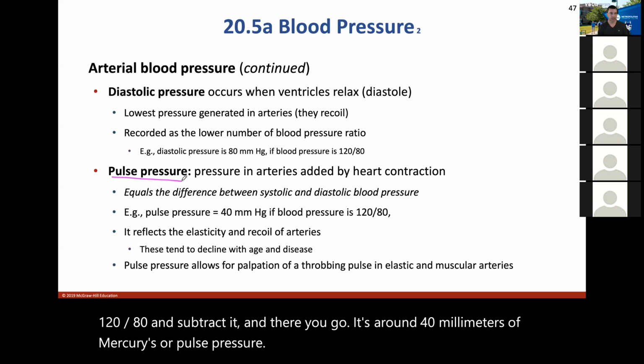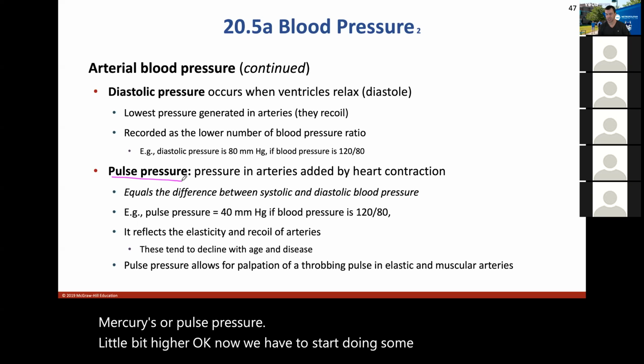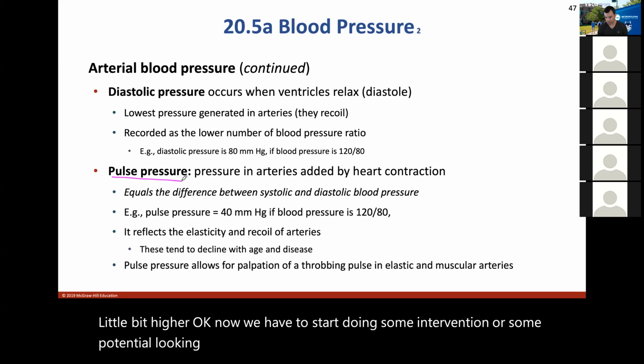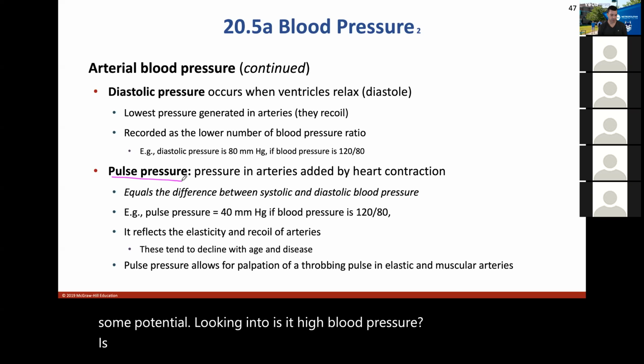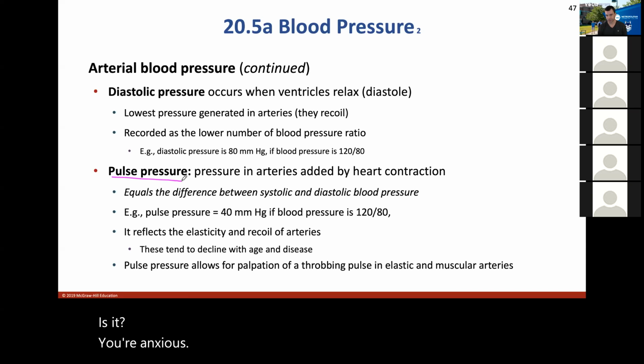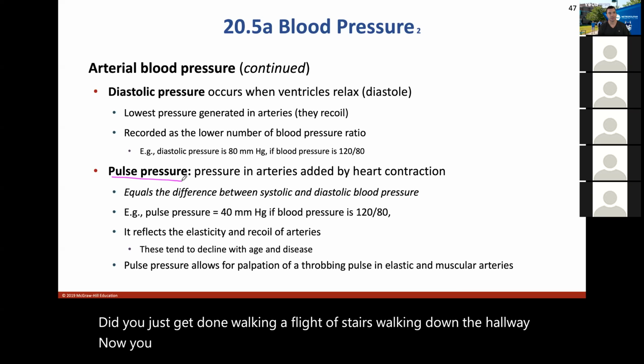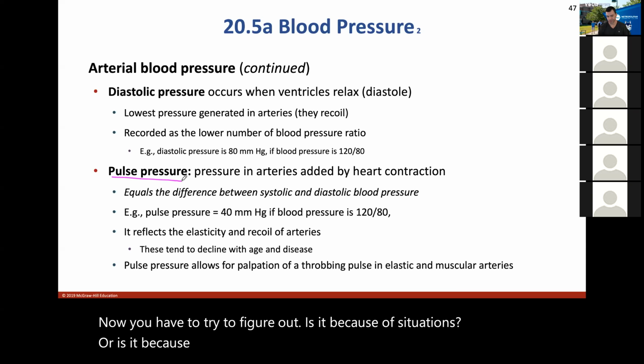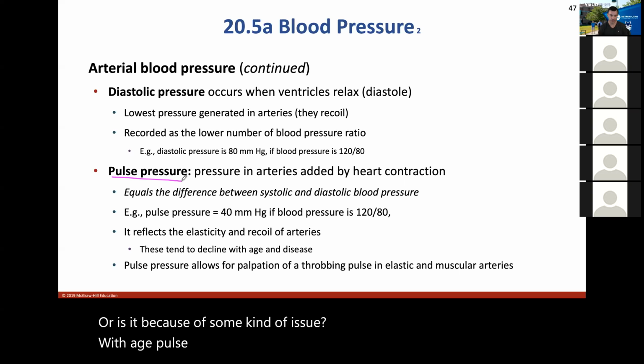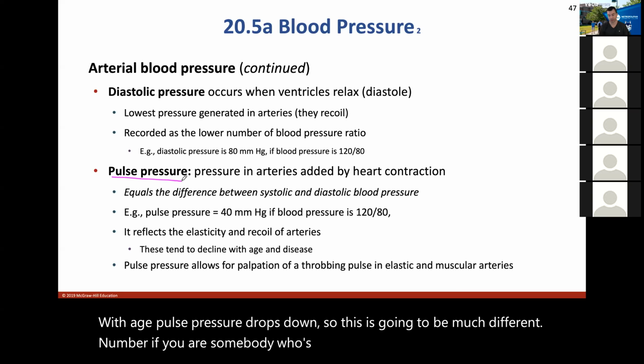A little bit higher, okay, now we have to start doing some intervention or some potential looking into. Is it high blood pressure? Is it you're anxious, nervous? Did you just get done walking a flight of stairs, walking down the hallway? Now you have to try to figure out, is it because of situations or is it because of some kind of issue? With age, pulse pressure drops down, so this is going to be a much different number if you are somebody who's 30 compared to somebody who's like 80.